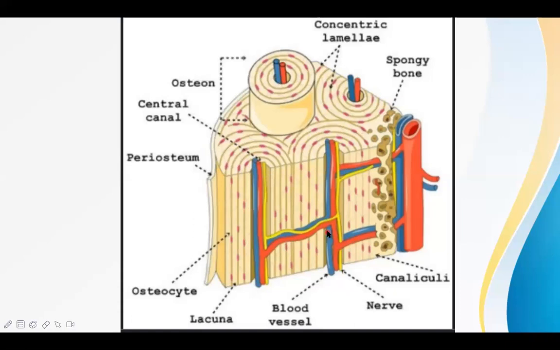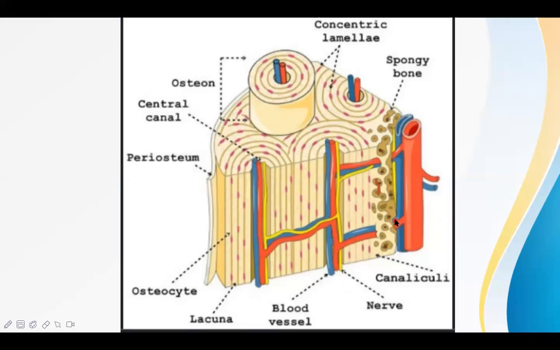So this is a spongy bone. This is spongy bone which is shown. A spongy bone is called weaker bone or cancellous bone, and this is compact bone. A basic difference is both of them have a similar type of structure, but in compact bone they are orderly placed, and in spongy bone they are haphazardly placed.